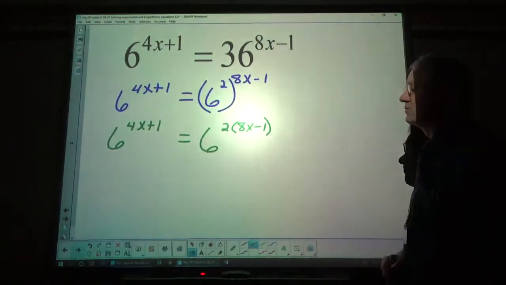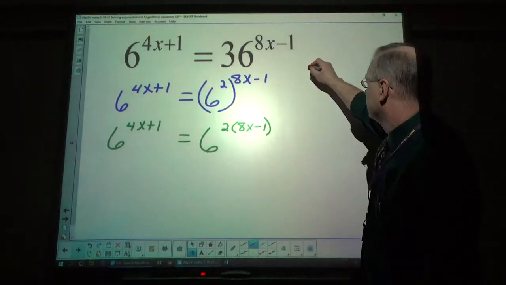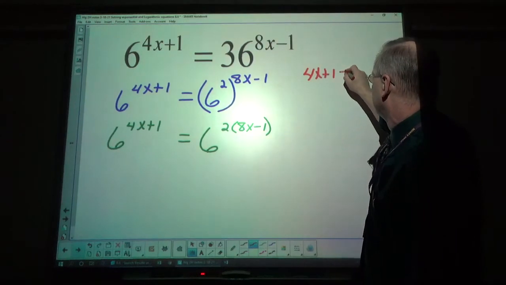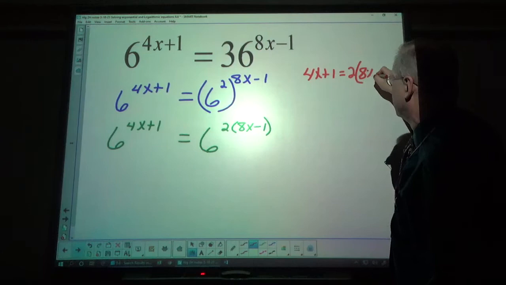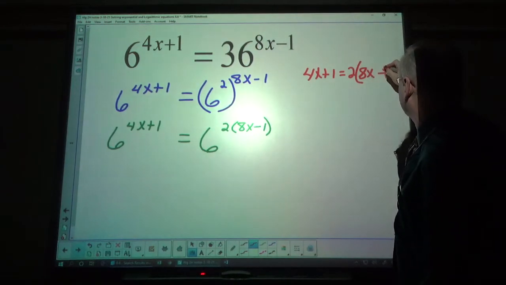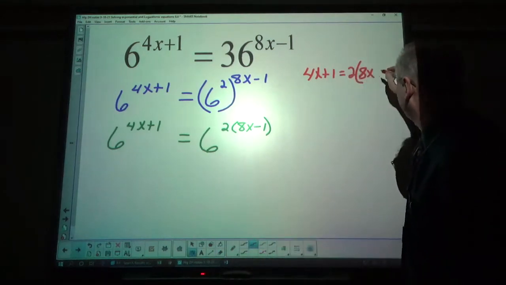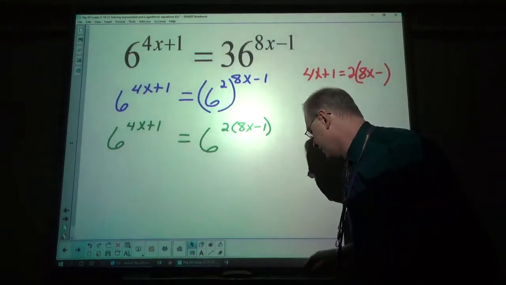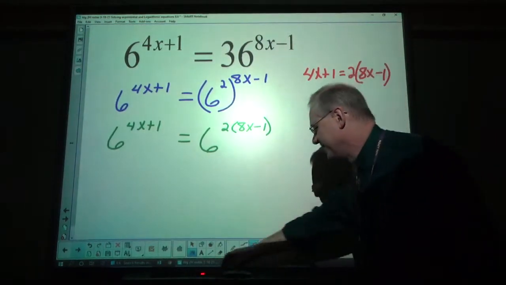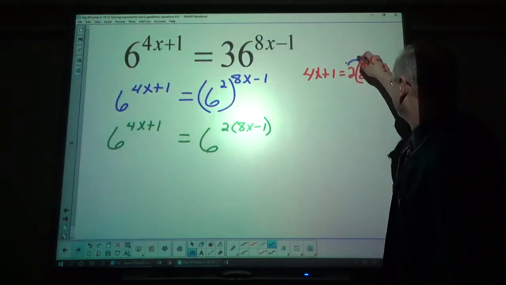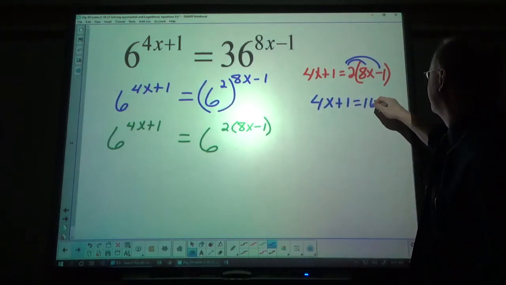Now I'm going to set the exponents, since the bases are the same, equal to each other. I have to distribute the 2. 4x plus 1 equals 16x minus 2.